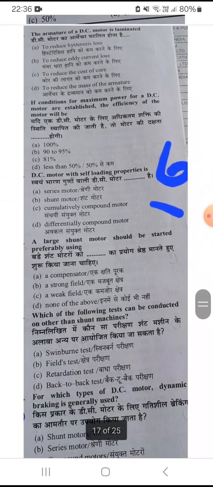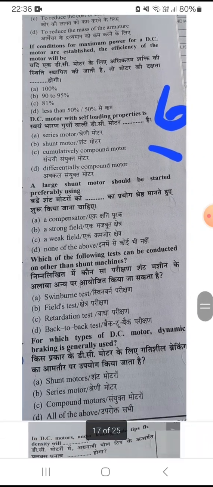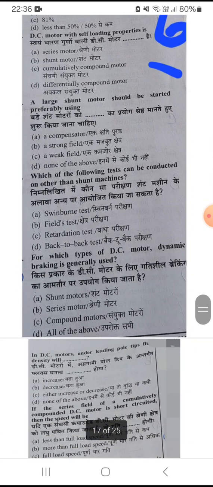Next, the armature of a DC motor is laminated to reduce eddy current loss. Option B is the right answer, to reduce eddy current loss. If the condition for maximum power for a DC motor is established, the efficiency of the motor will be, option D, that is less than 50%. A DC motor with self-loading properties is, option D, differentially compound motor.